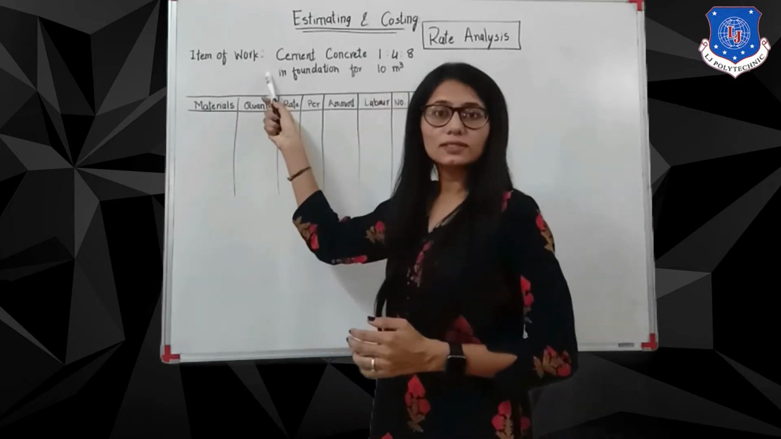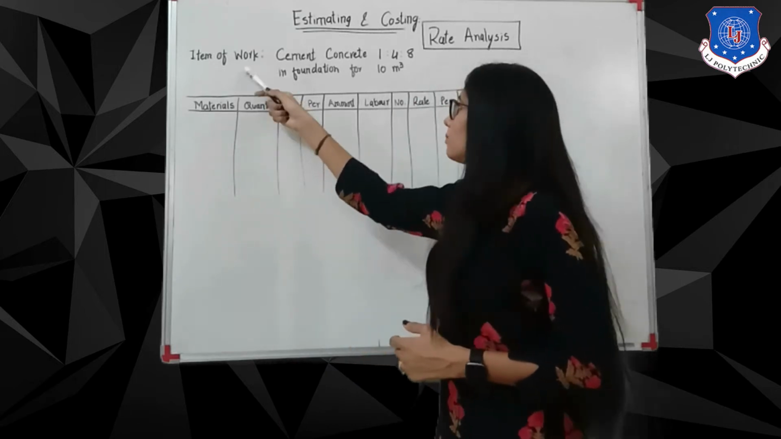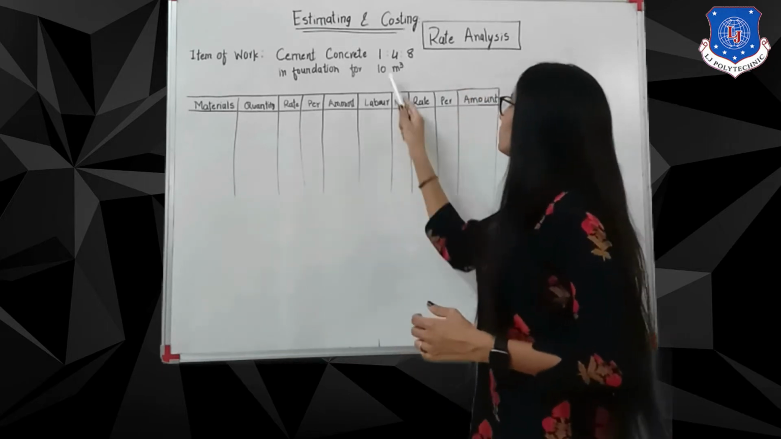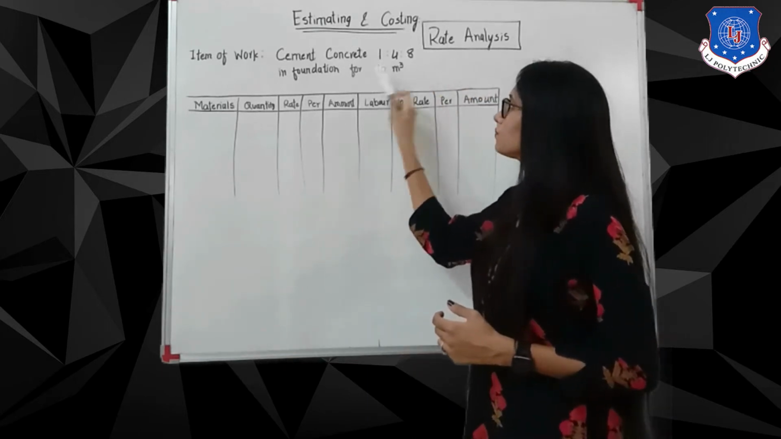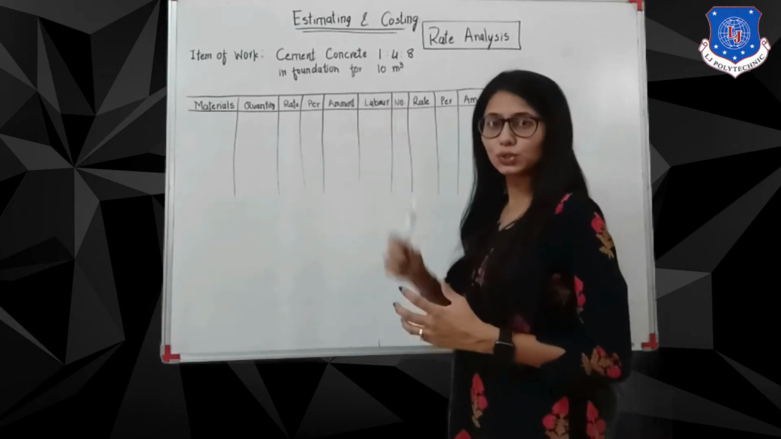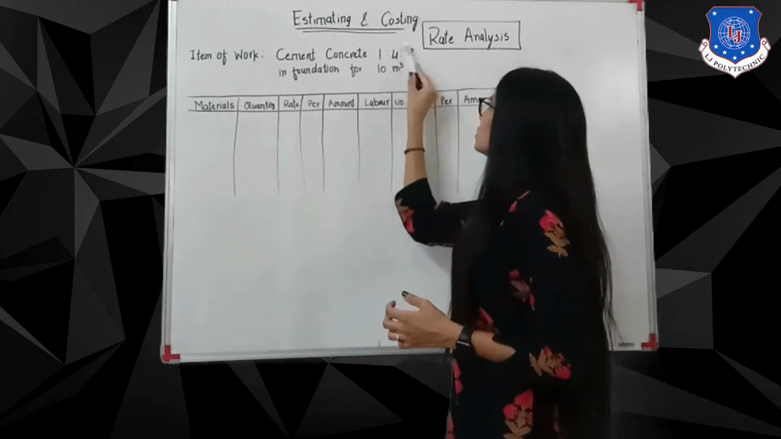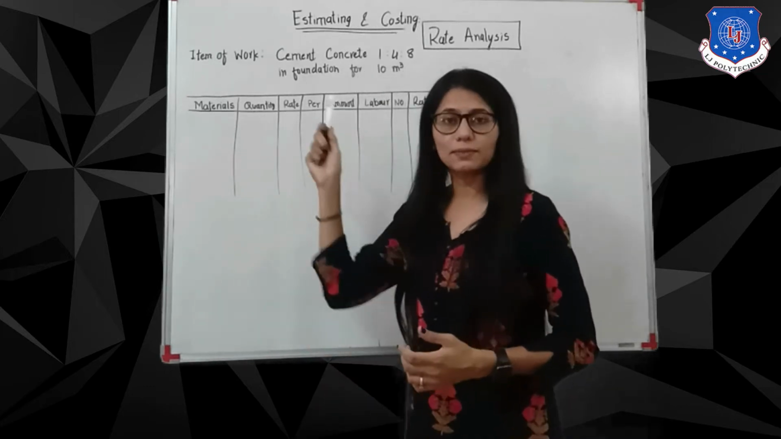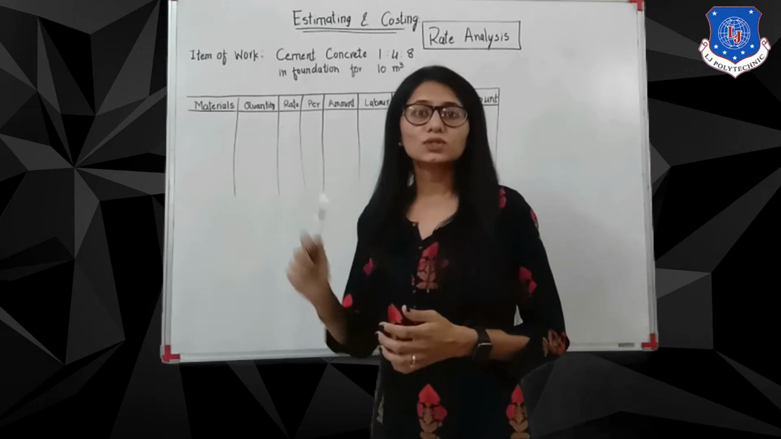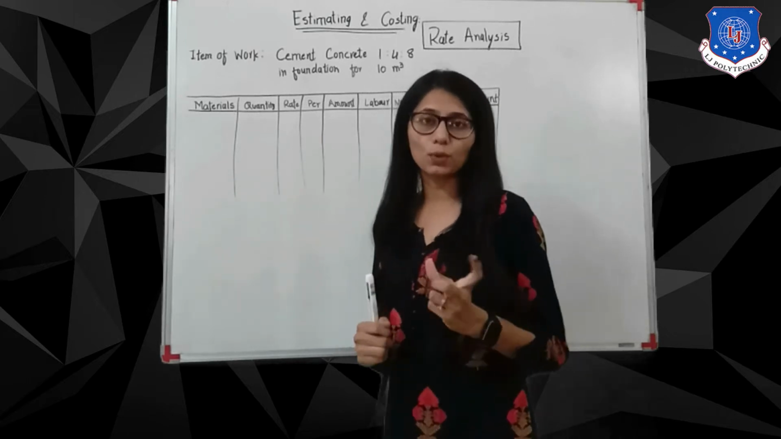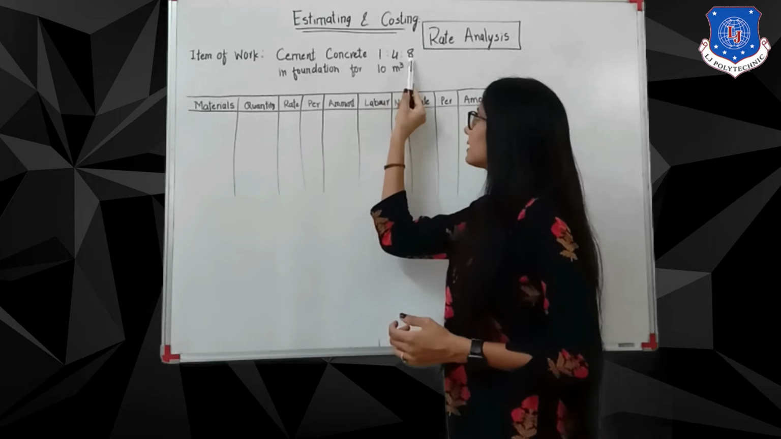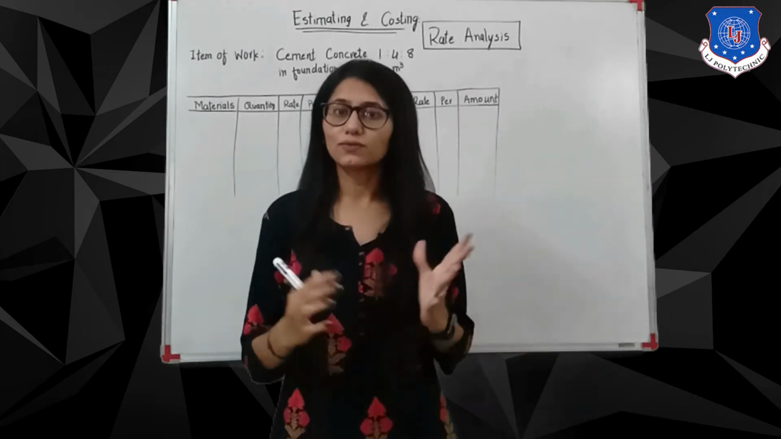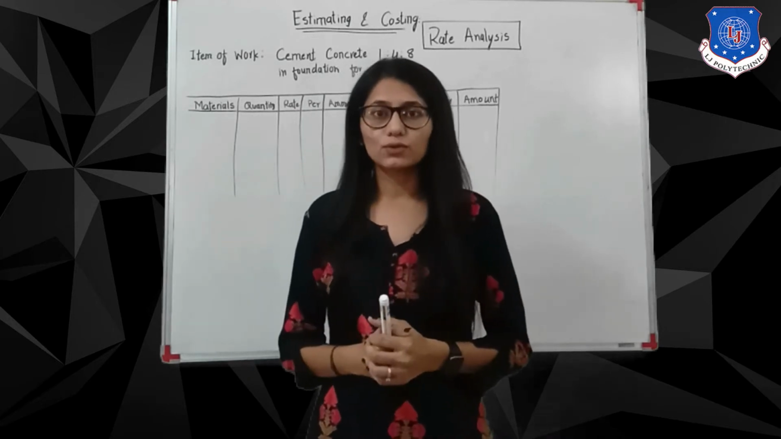As you can see on the screen, I have already written the item of work, which is cement concrete in the ratio of 1:4:8 in foundation for 10 meter cube work. This ratio indicates the materials, the ingredients used in cement concrete work. It indicates the proportion of cement, sand and aggregate. Right now we are calculating this process for foundation work. So let's start the calculation.